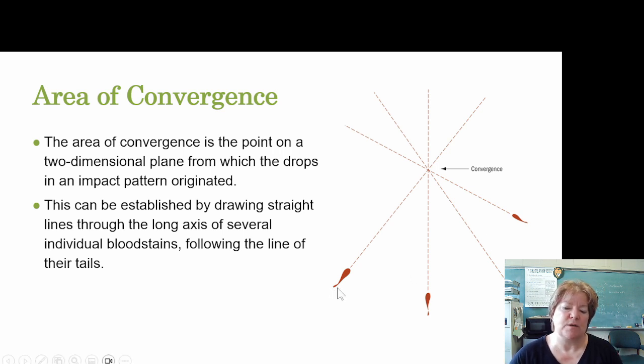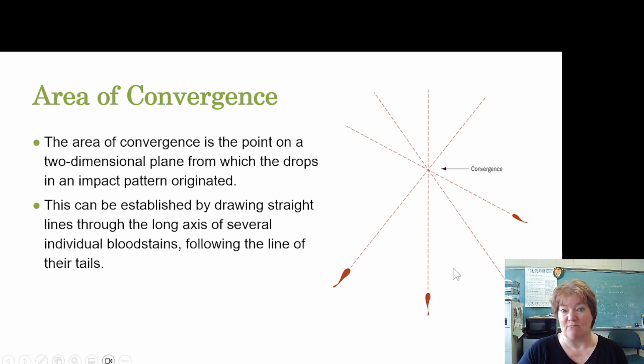So let's look at this picture here. We see that we have this blood drop. So again, the tail is telling me the direction it was going. So I go in reverse from the tail back this way, and I do it for every single drop, and I can see that this is where all 4 of these came from the same point.